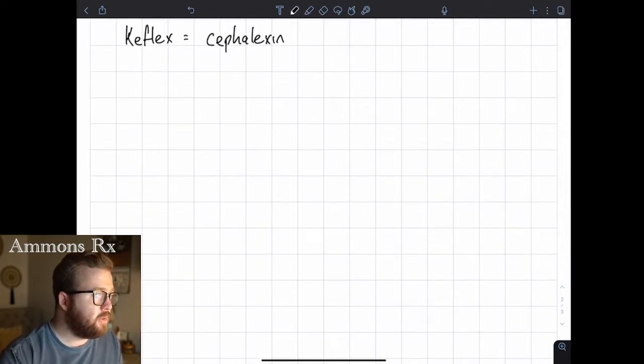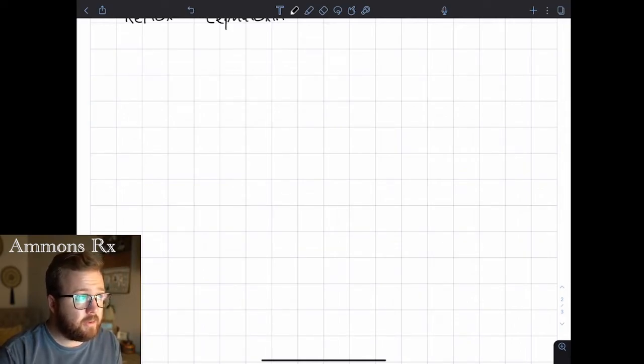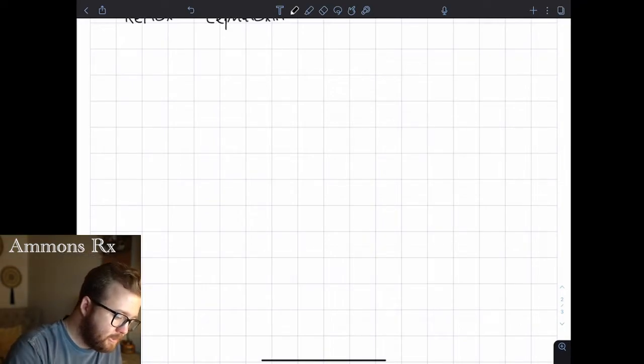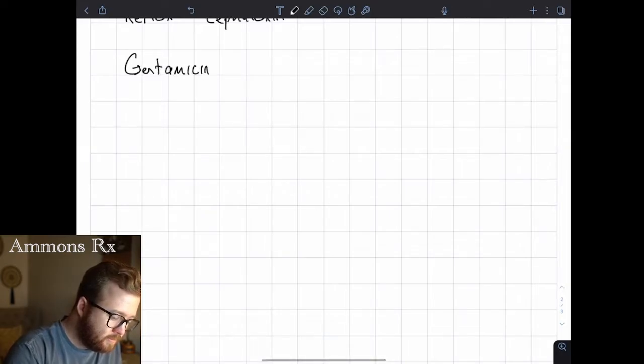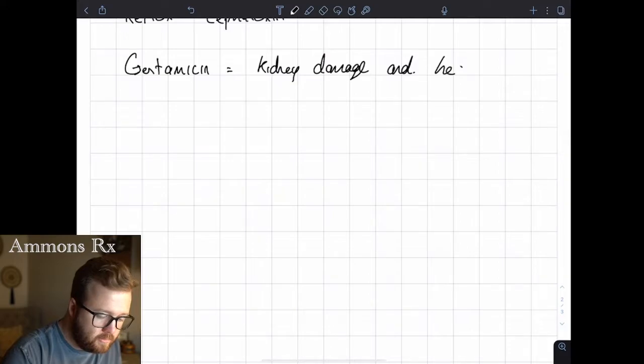So this one actually is pretty personal to me because this is actually something that's affected someone in my family. Toxic blood levels of this antibiotic can lead to kidney damage and hearing loss. It's going to be gentamicin. So gentamicin, kidney damage, and hearing loss. There's a medical term for that, and it's ototoxicity and nephrotoxicity.